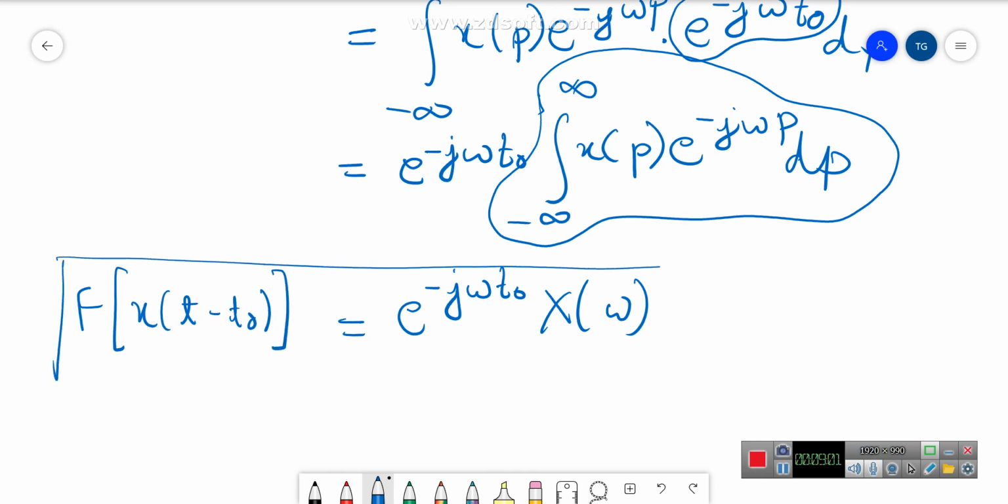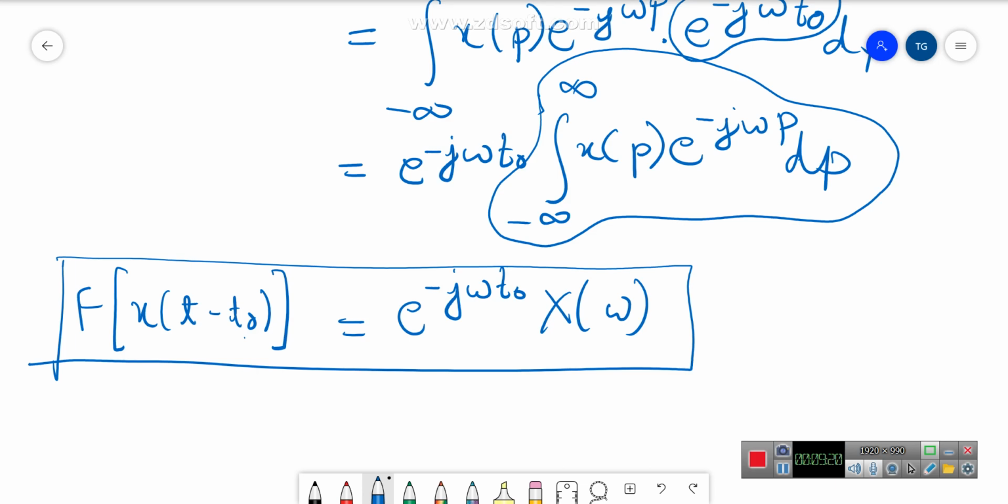Here we have proved successfully that if, in the time domain, my signal x of t is shifted by t naught seconds, then the phase spectrum is linearly shifted by omega t naught.